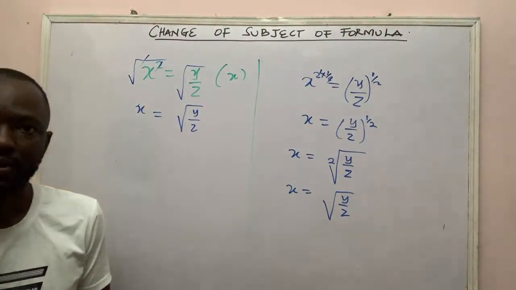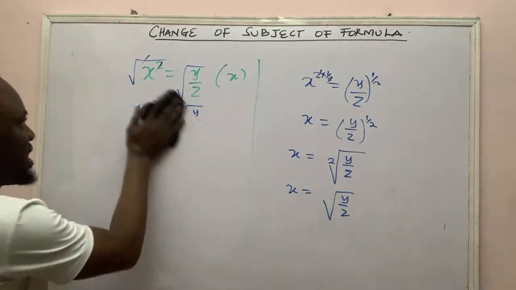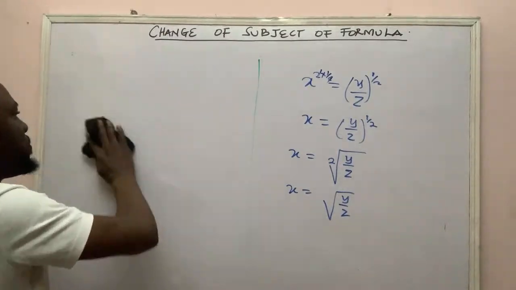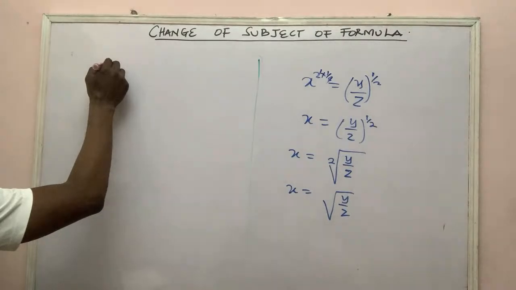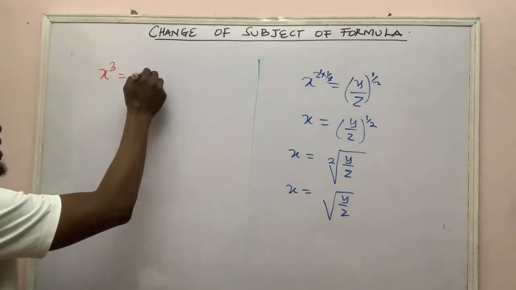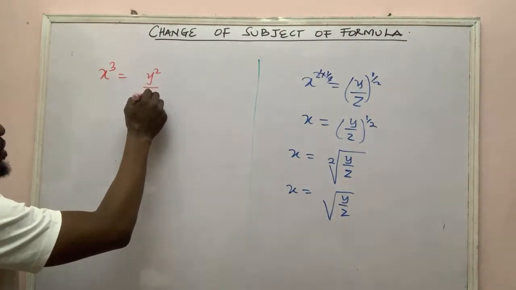All right? So that's all about that. Now, it doesn't necessarily have to be 2. If I have this raised to the power y squared over z.